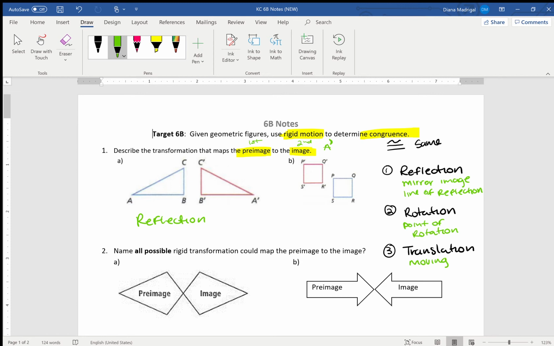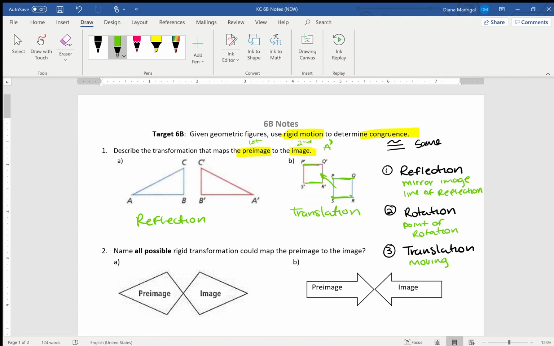You're going to start seeing what rigid motion we're using. For B, we go from the blue shape to the red. And again, it looks like the shape didn't rotate or reflect. The corners are the same. P and Q are on top, right? S and R on the bottom. That means that this just moved. It just moved up. So this is translation.